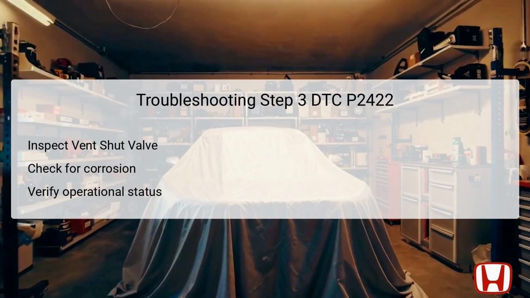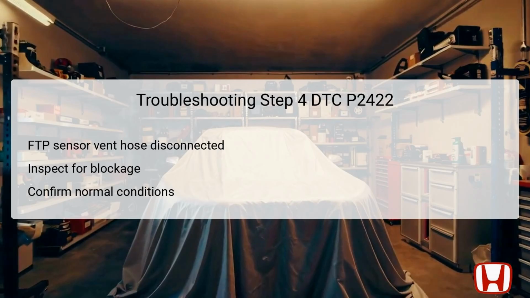the DTC P2422 issue. In the fourth troubleshooting step, you will be inspecting the FTP sensor vent hose. Start by disconnecting the vent hose from the sensor to facilitate a thorough inspection. With the hose removed, check for any blockages or restrictions that might affect the sensor's ability to read pressure accurately. The normal condition for this vent hose is to have no blockages, as any obstruction could lead to erroneous data being sent to the PCM. If the hose is found to be blocked or damaged, it will need to be replaced to ensure proper functionality.